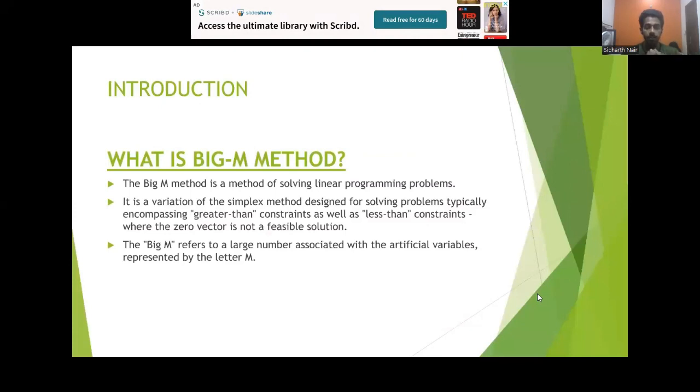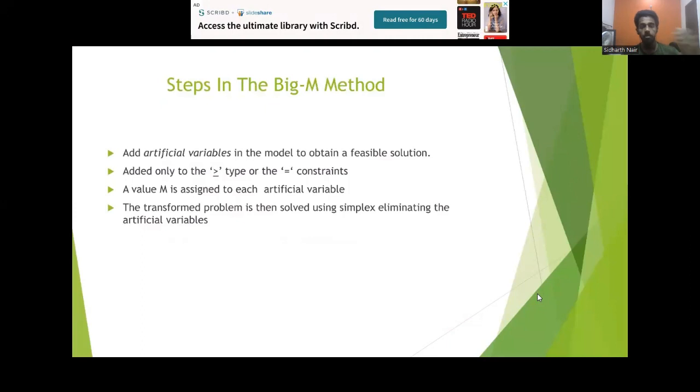So the Big M method is a method of solving linear programming problems, as we know. One of the major things that we must understand here is that in the simplex method, there are slack and surplus variables whose coefficient is zero. But in the case of the artificial variable, which we are going to be using in the Big M method, their coefficient is represented by the letter M, which can be considered as a large number associated with the artificial variables. So let's see the steps in solving the Big M method.